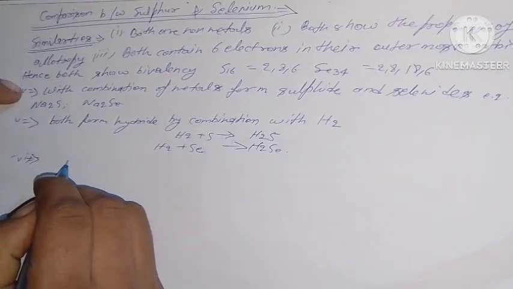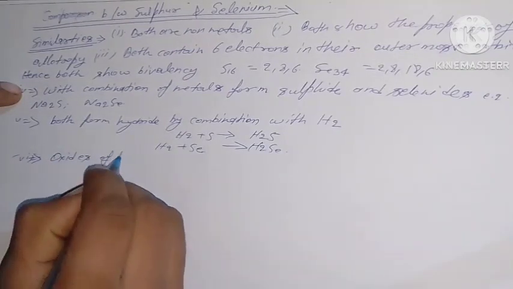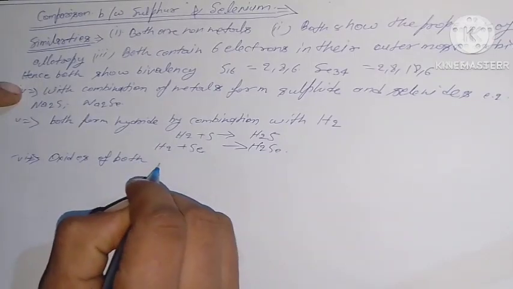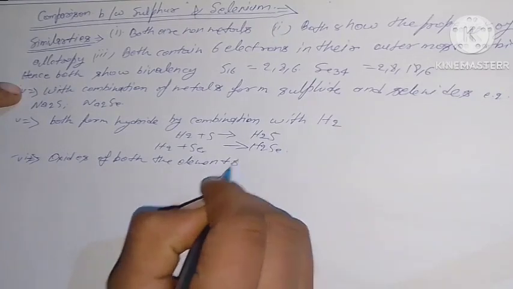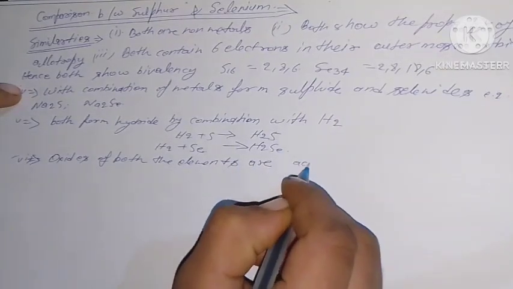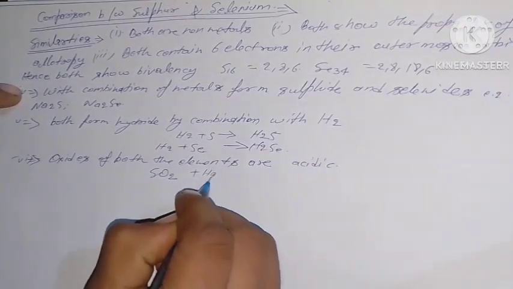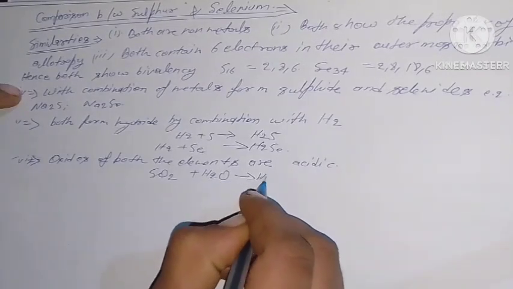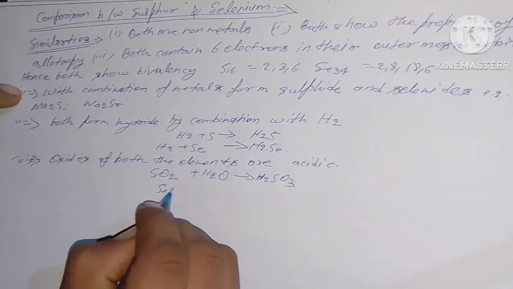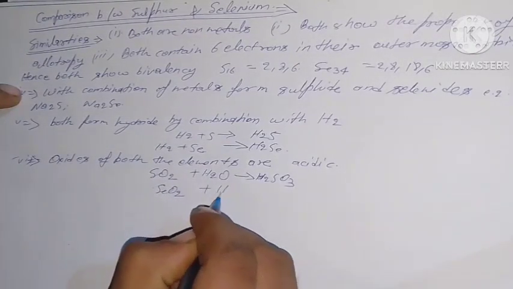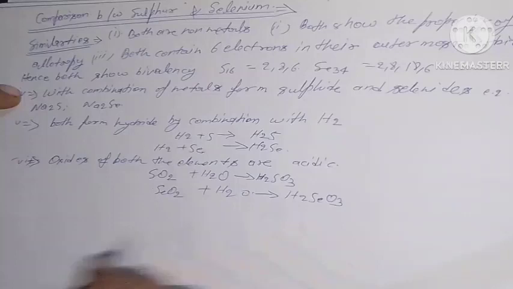Sixth point, oxides of both the elements are acidic. SO2 plus H2O makes H2SO3, and SeO2 plus H2O makes H2SeO3.